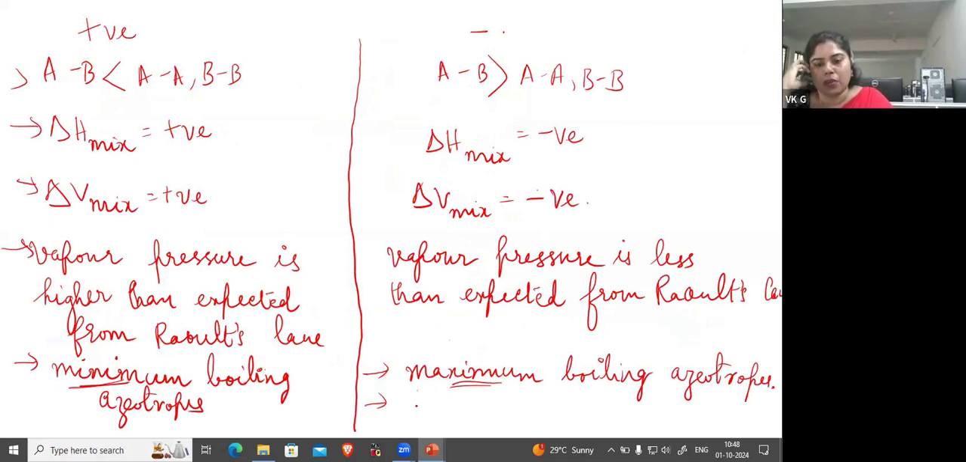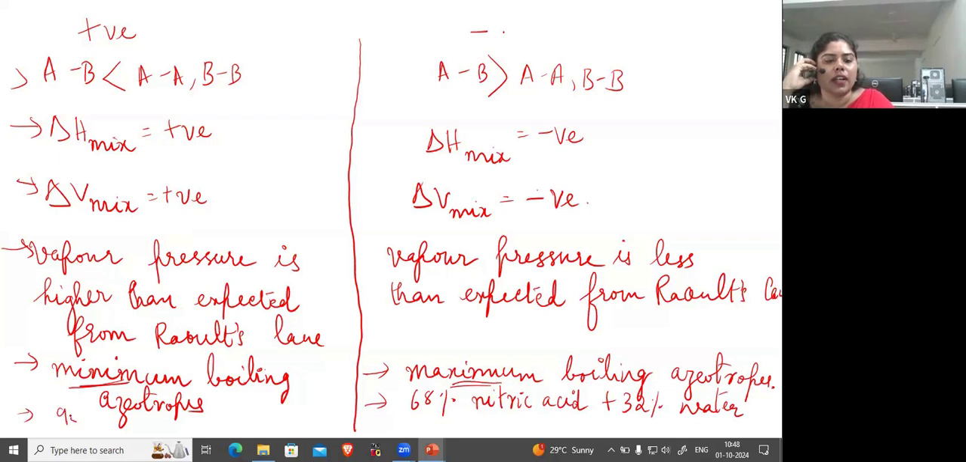You can take an example of 68% nitric acid. This is a maximum boiling azeotrope example: 68% nitric acid plus 32% water. The rest will be water. You can take this as an example of a maximum boiling azeotrope. For the minimum boiling azeotrope, the example is 95% ethanol and 5% water. This will be taken as a minimum boiling azeotrope. Maximum boiling azeotropes, not minimum boiling azeotropes. You need to know the examples.